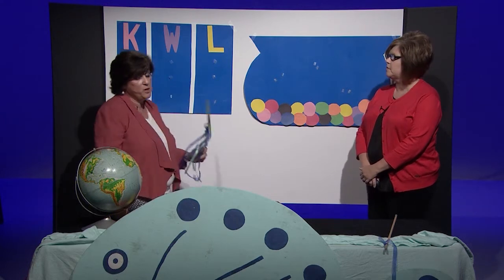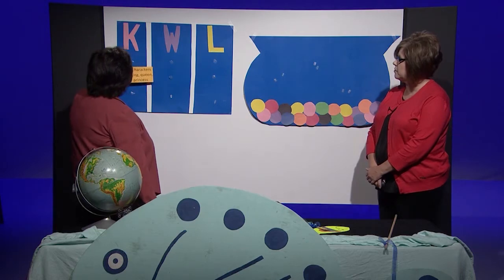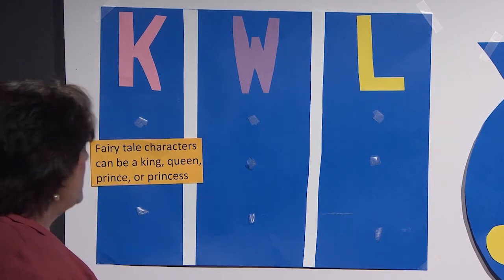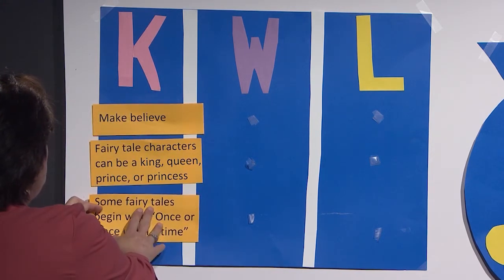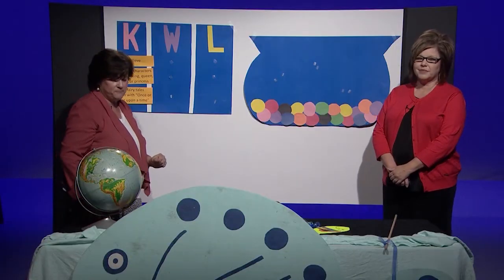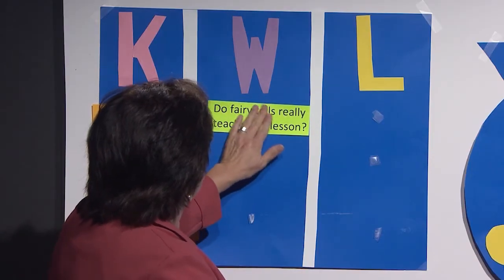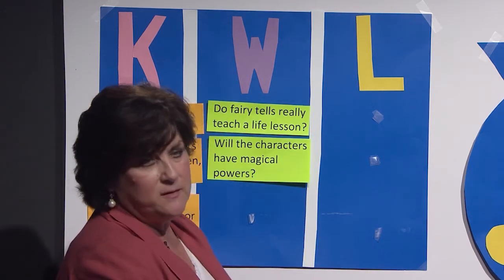Now we're going to look at our KWL chart from yesterday, and we're going to put up all of the things that we know about fairy tales. We know that fairy tale characters can be a king, a queen, or a prince or a princess. We also know that they're make-believe. Some fairy tales begin with once or once upon a time. The things that we want to know are, do fairy tales really teach a life lesson? And will the characters have magical powers? At the end of today's story, we'll put up the things that we have learned.